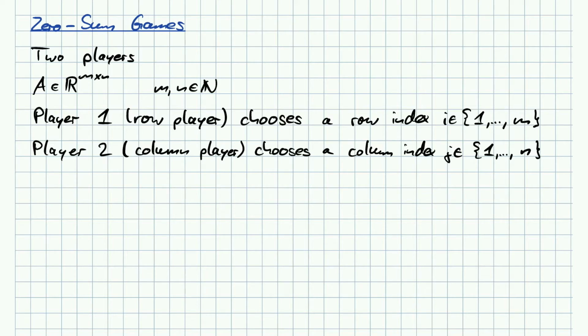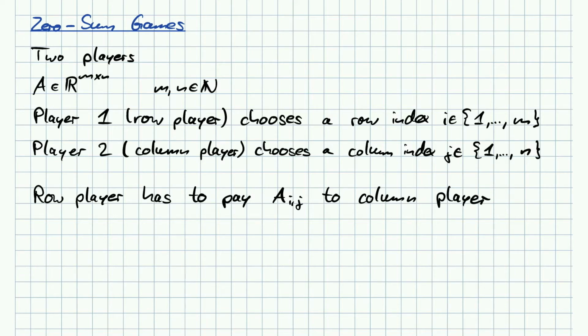And then the row player has to pay the entry of the matrix in row I and column J to the column player. And is this now unfair because always the row player has to pay something? No, because this Aij can also be negative, which means effectively that the column player would be paying to the row player.